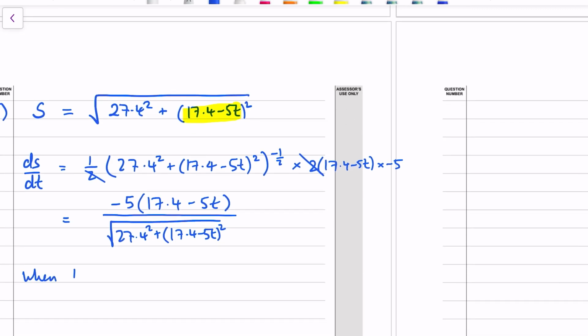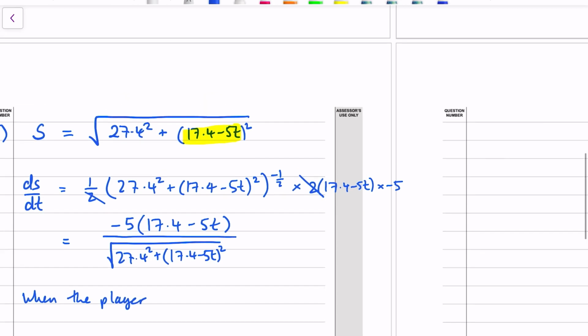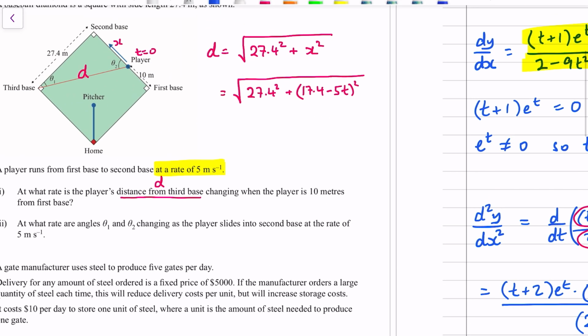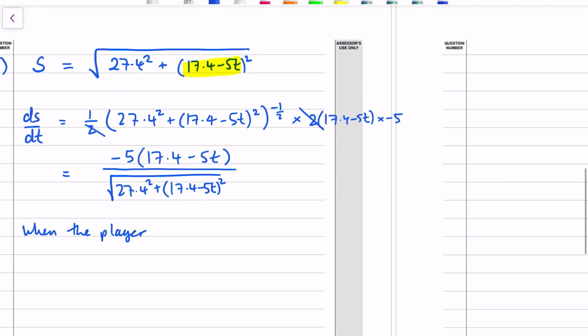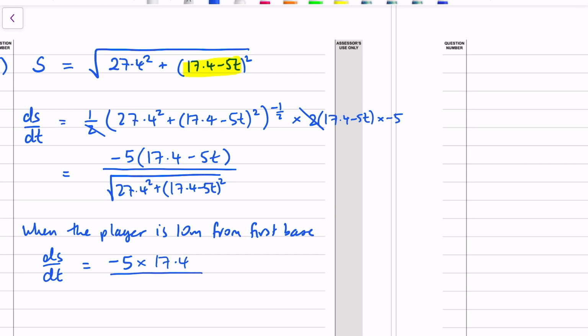When the player is 10 meters from first base, ds dt equals, subbing in t is equal to 0, minus 5 times 17.4 all over the square root of 27.4 squared plus 17.4 squared. And that comes out to be minus 2.68 meters per second at that point in time. So that's one way of solving the problem.